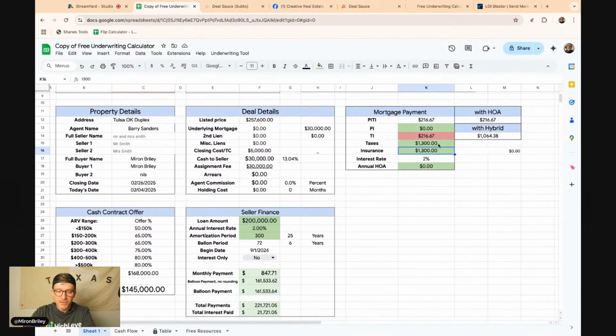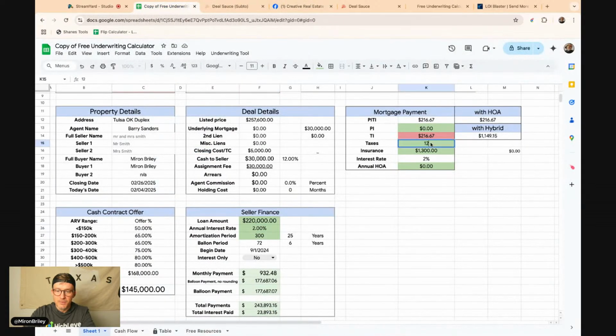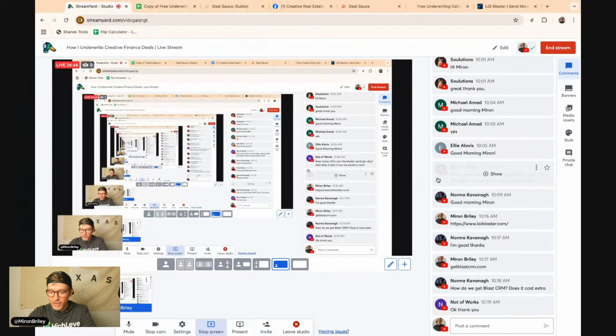I'm off by like $100. $1149, $1130. There we go. Yeah, I bet that's what it is. I bet it's 30K down to the seller. So it's a 220 note at 2%, 25 years. Taxes are around 1200, insurance around 1300, so it brings the total payment to 1140. Okay, cool.